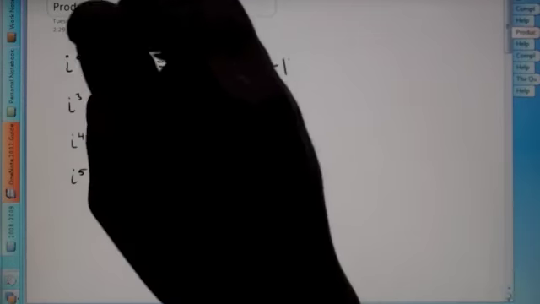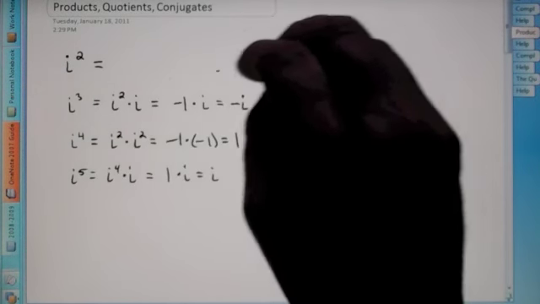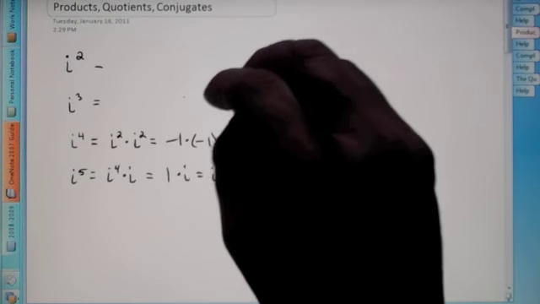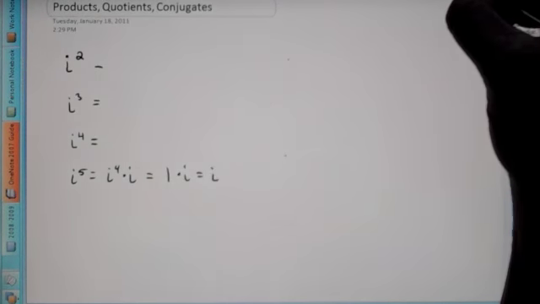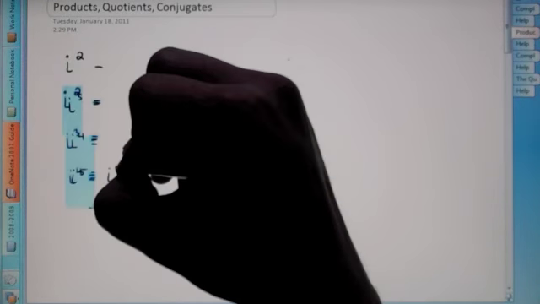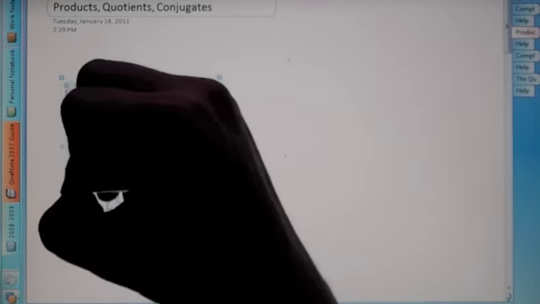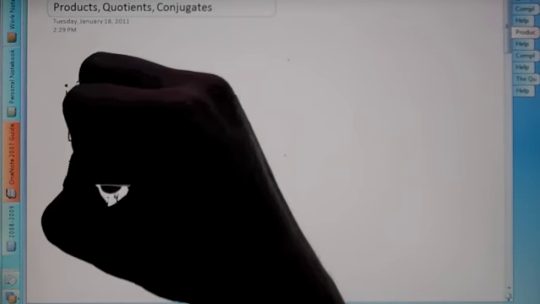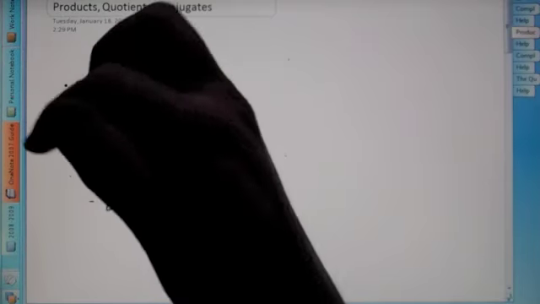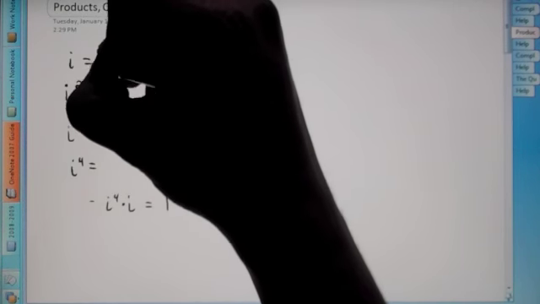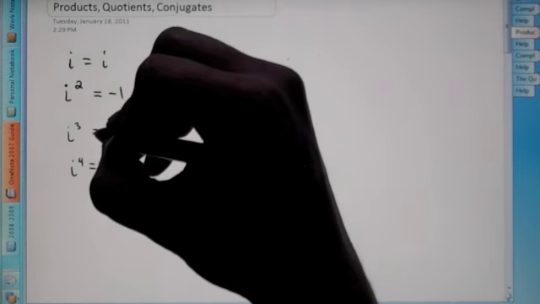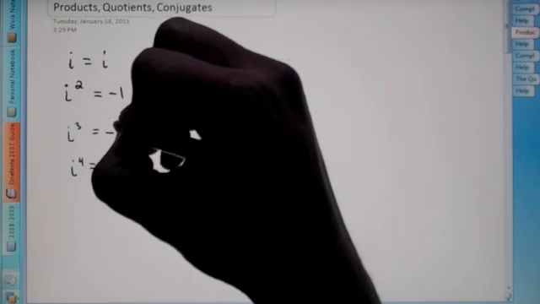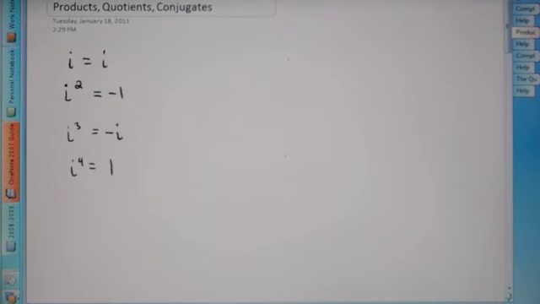Now, I'm going to erase some of this to show the chart here. I need to make some room here, don't I? Let's move this on down a little bit. Alright, so we know that i is equal to i, obviously. We've just shown that i squared is equal to negative 1. i to the third is equal to negative i. And i to the fourth is equal to 1.